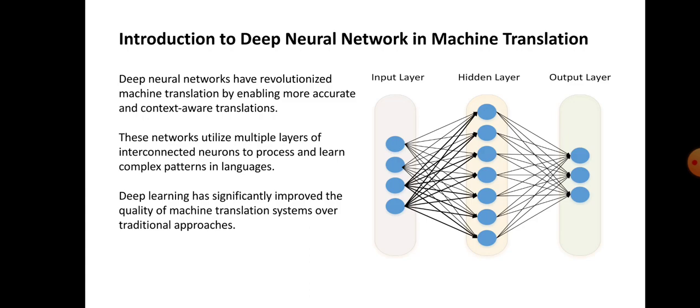Deep neural networks have revolutionized machine translation by enabling more accurate and context-aware translation. These networks use multiple layers of interconnected neurons to process and learn complex patterns in languages. Deep learning has significantly improved the quality of machine translation systems over the traditional approaches.